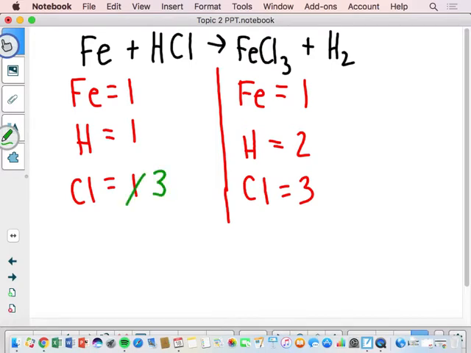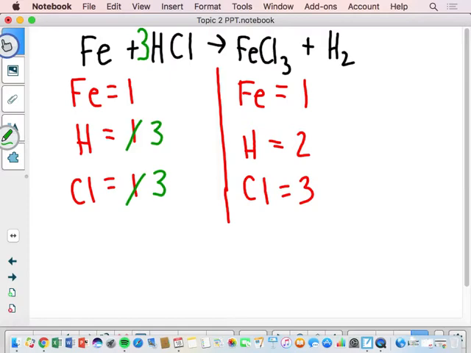What do we do? We definitely don't put 3 there. So we put a 3 in front. That's going to say there's 3 Cl's, but what that's also going to do is make 3 H's.